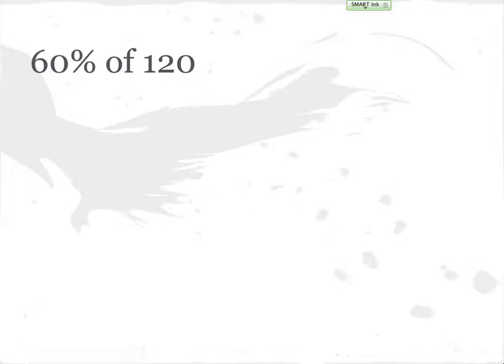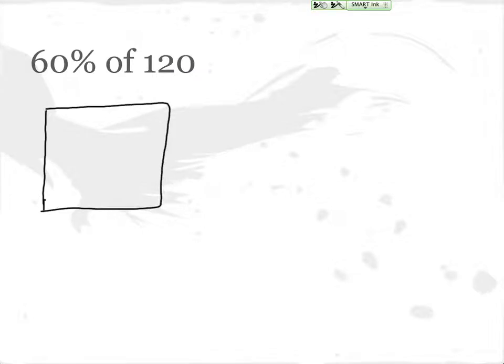120. All right, the first thing you want to do is draw your rectangle. How much is one whole here? How many pieces are in the whole thing? Noah? 120. So if you had 120 out of 120, you would have 100%, right? Do you guys know how many pieces you would need for 50%?